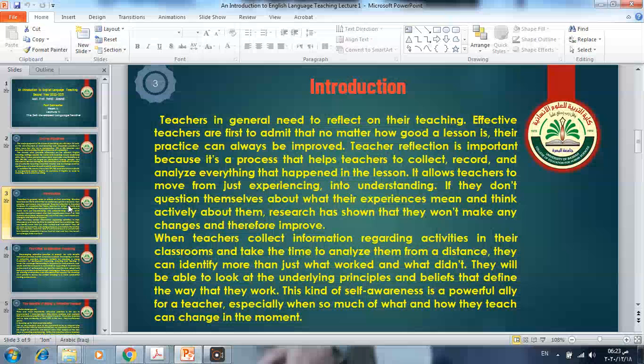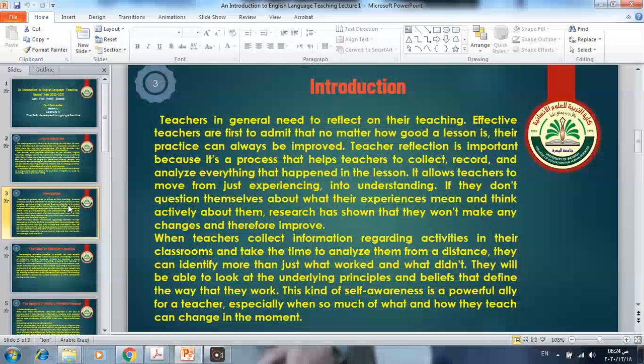Okay, in both cases they believe that they can work on improving those lessons. So the teacher reflection is important because, why is it important? Why is the teacher's reflection on his or her own teaching important? It is important because it's a process that helps them to collect, record, and analyze everything that happened in the lesson. So it is important for all these things.